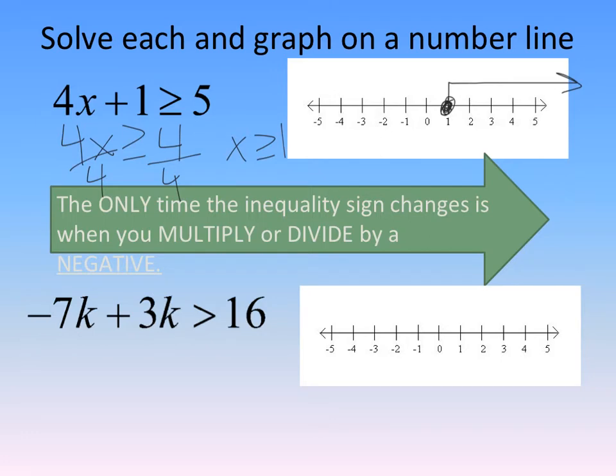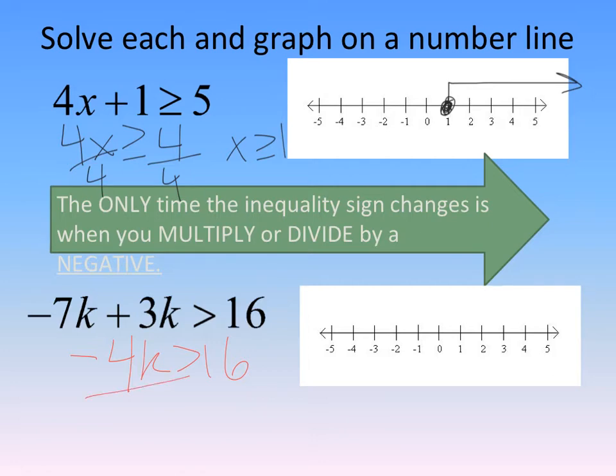Alright, negative 7k plus 3k. If we combine those, we get negative 4k is greater than 16. Well, how do I get rid of the negative 4k? Some of you might be like, oh, I'll add 4 to the other side. Well, that's not quite right. What's happening here is it's negative 4 times k.